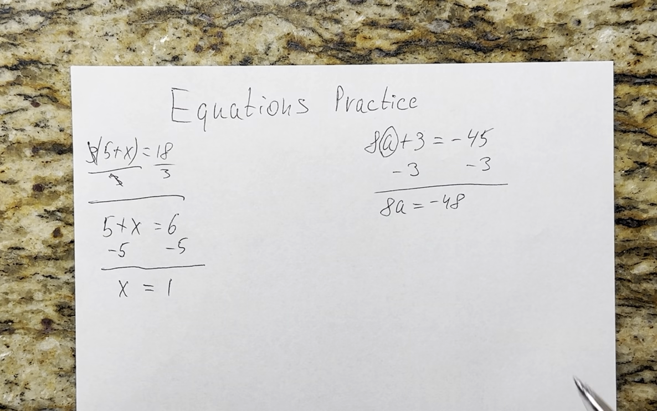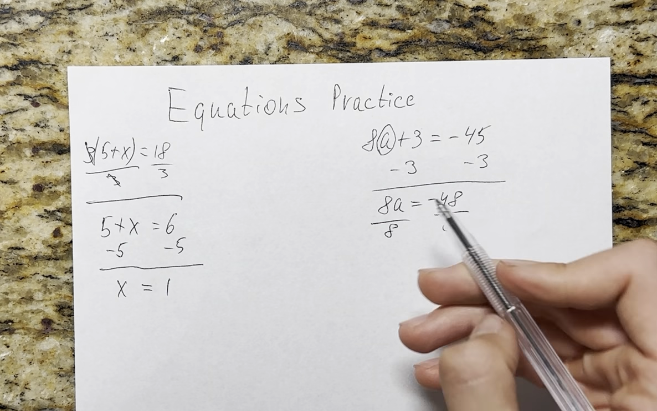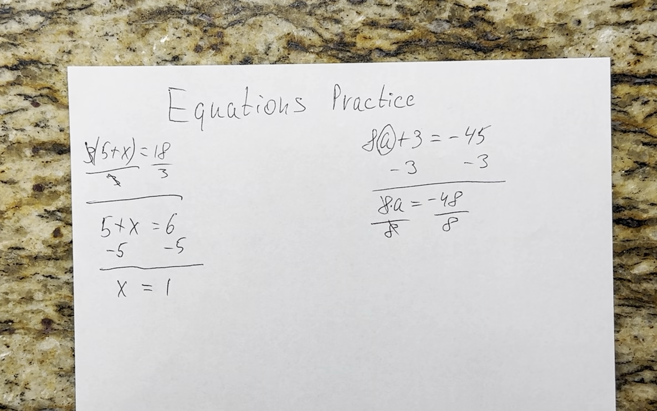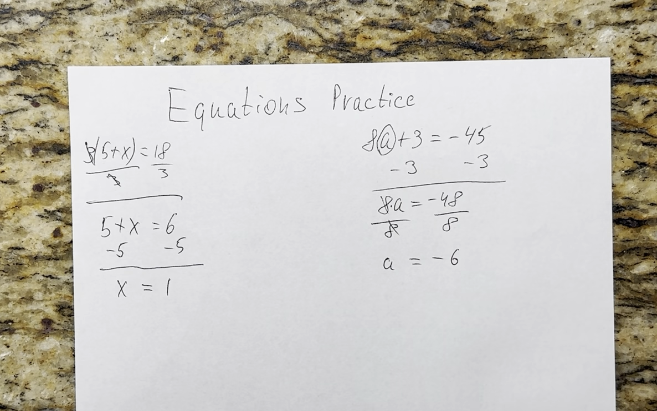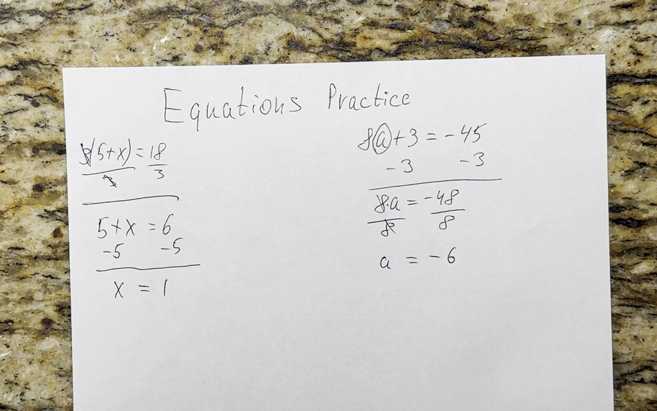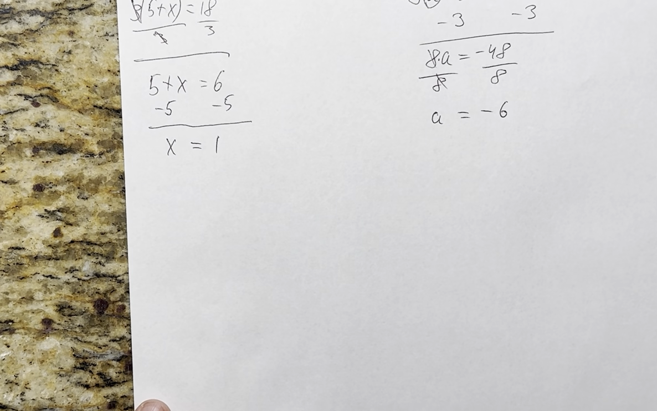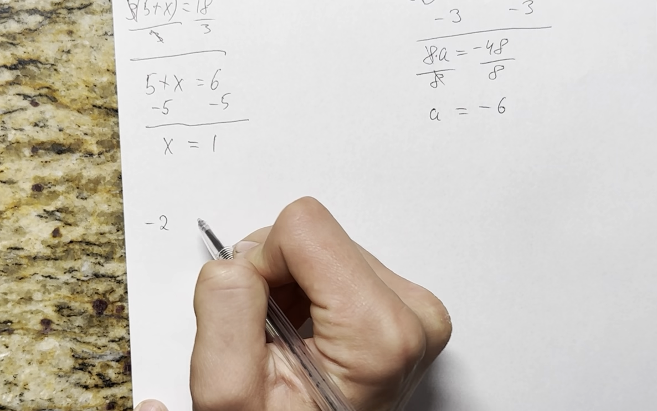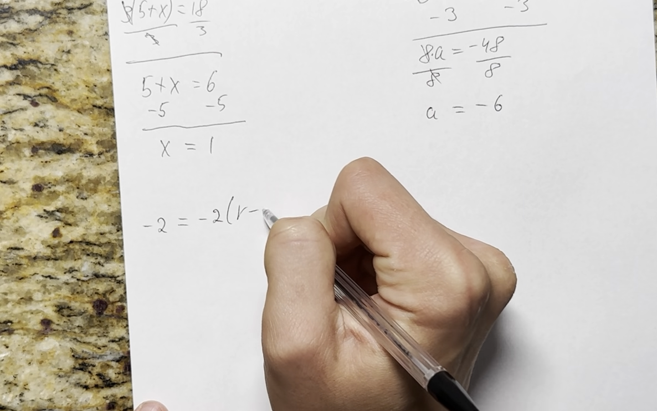And now you can divide each side by 8 to get rid of this 8 in here. You'll get just a equals negative 6. That'll be your answer. Alright, let's go for some more problems. Let's do negative 2 equals negative 2 times r minus 3.